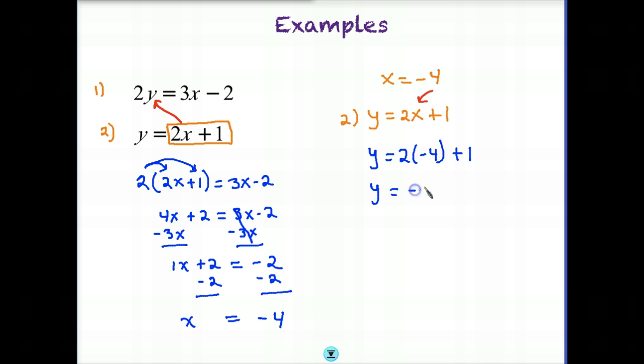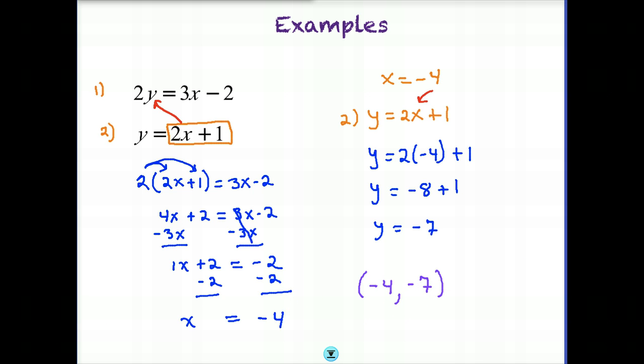2 times negative 4 is negative 8 plus 1. So y is equal to negative 7. Negative 8 plus 1 is negative 7. So our final answer, the intersection of these lines is at negative 4 comma negative 7. So where my lines cross, that is my intersection.